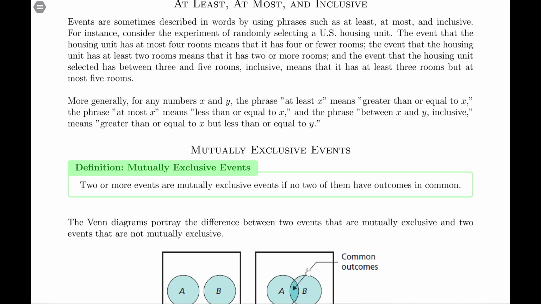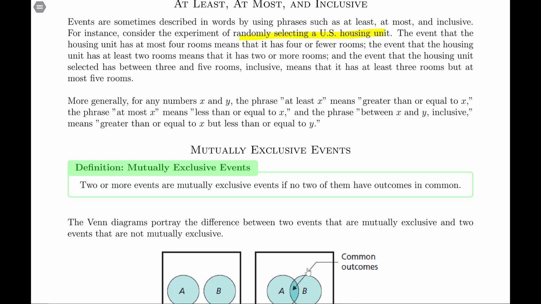So if we wanted to consider randomly selecting a housing unit in the United States, the event that the housing unit has at most 4 rooms means that it has 4 rooms or fewer. The event that the housing unit has at least 2 rooms means that it has 2 rooms or more. And the event that the housing unit selected has between 3 and 5 rooms inclusive, it means that it has at least 3 rooms but has no more, or at most 5 rooms. So it could be 3, 4, or 5.